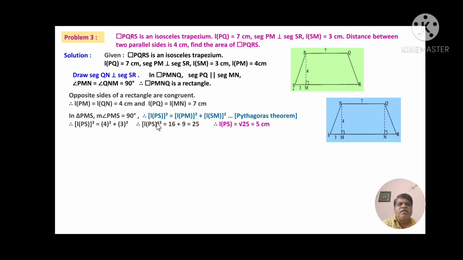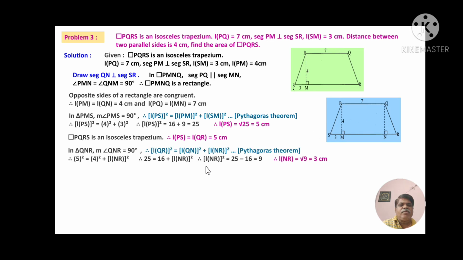In triangle PMS, measurement of angle PMS is equal to 90. By using Pythagoras theorem, you can write PS square is equal to PM square plus SM square. Now put the values. Therefore, PS square is equal to 4 square plus 3 square, that is 16 plus 9, which is 25. Taking square root, length PS is equal to root of 25, which is 5 cm. PQRS is an isosceles trapezium. Therefore, PS is equal to QR is equal to 5 cm.